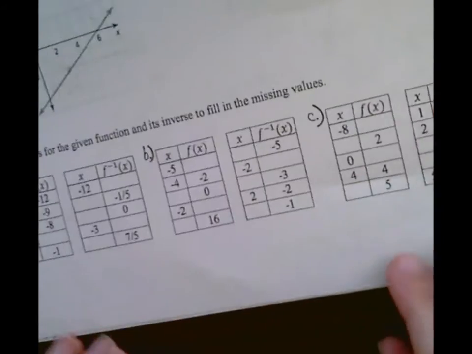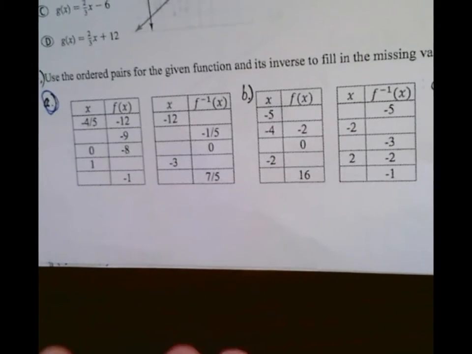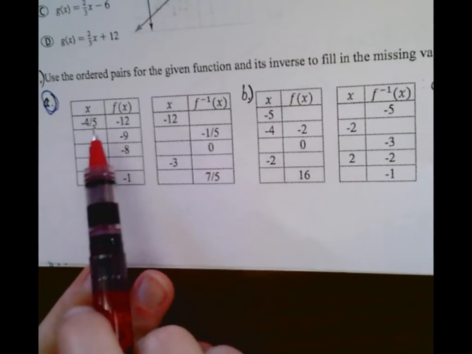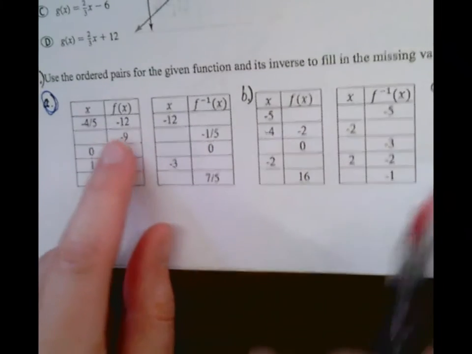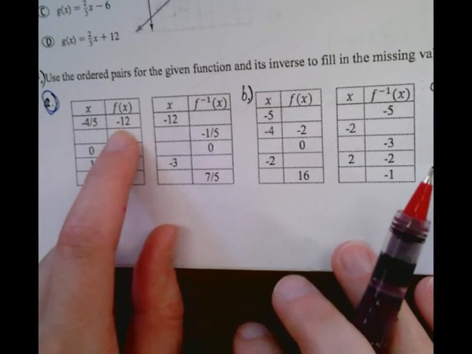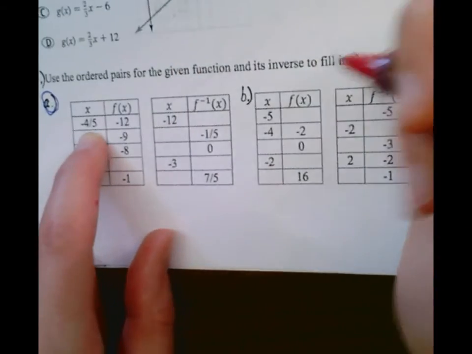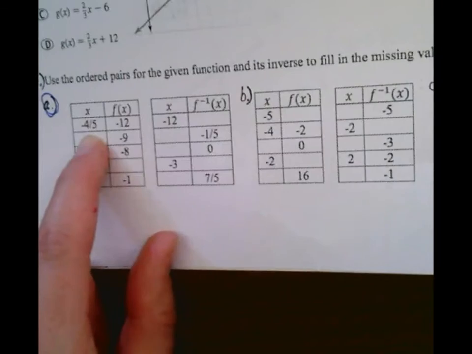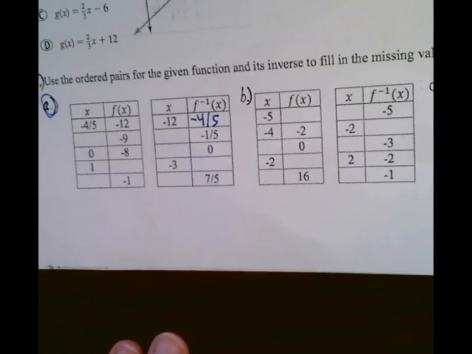Okay, the last thing I'm going to take a look at with you guys is these tables down here, because we haven't done something quite like this. But the basic idea is that if this is f and this is f inverse, then the x and y values are switched. So if the output here was -12, and then we see an input of -12 in the inverse, that means that the output of the inverse should be the input of the function, because it reverses, right? You're switching the x and the y values. So this would become -4/5.